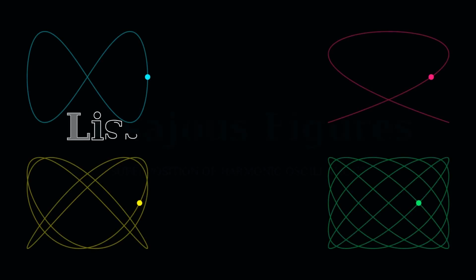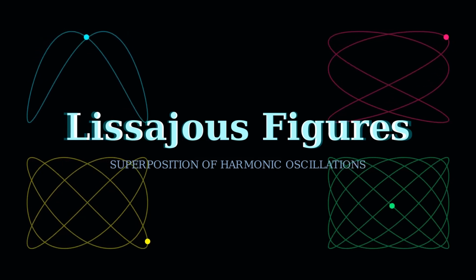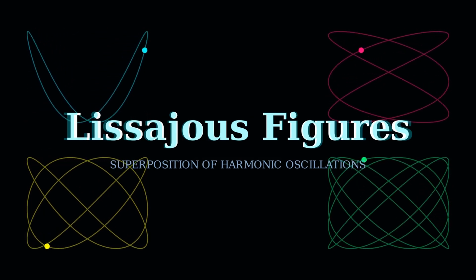Have you ever seen these looping geometric shapes dancing across a screen? They're called Lissajous figures, and despite how complex they look, they are made using two simple waves.